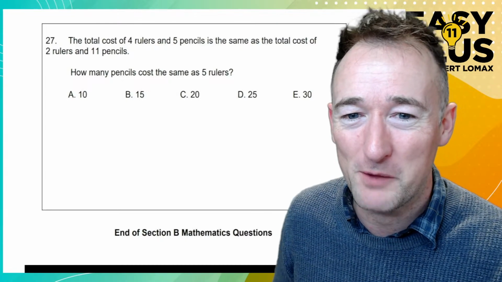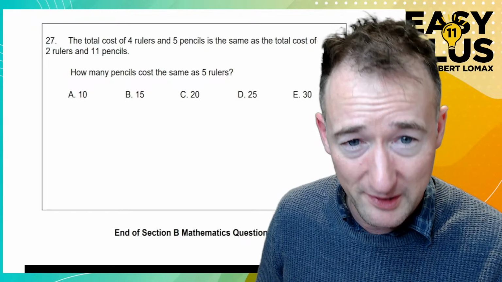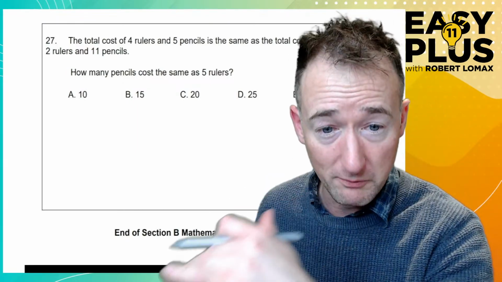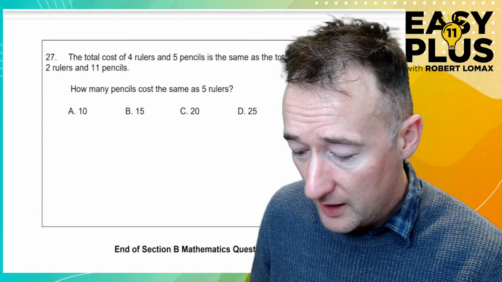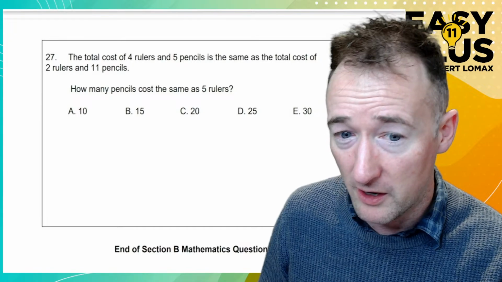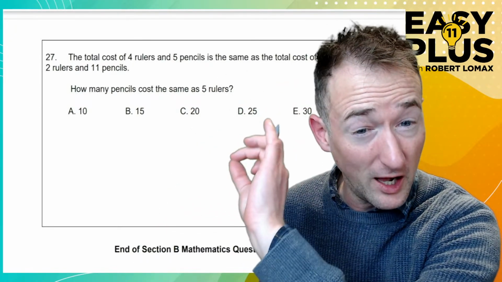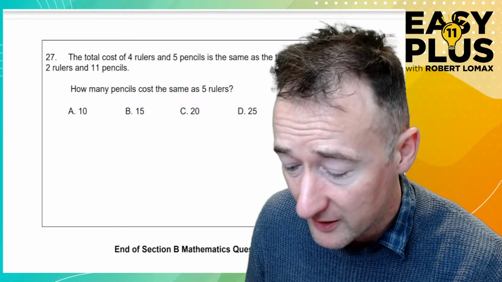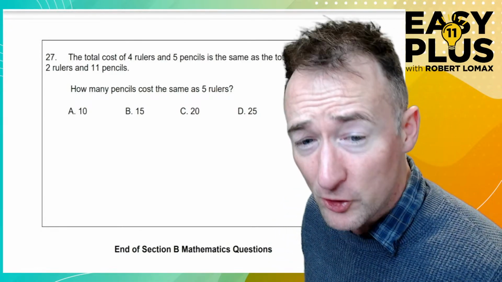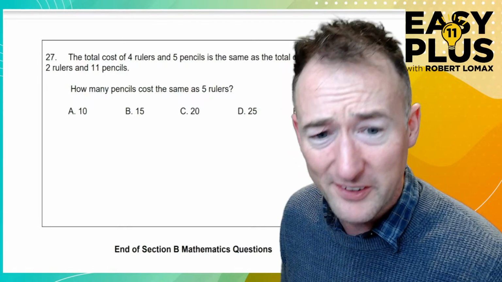Total cost of 4 rulers and 5 pencils. Right, there are various ways of doing this, but by far the easiest way is with a bit of relatively simple algebra. If you want to understand algebra properly, you'll need to look at some of my algebra videos on the channel. Look for the algebra videos in the core maths playlist for basic algebra skills. If you do understand what I'm doing here, look at the algebra videos in the advanced maths playlist.